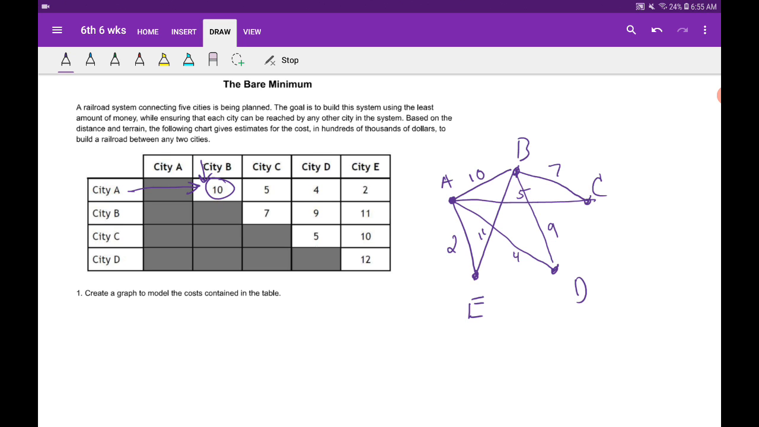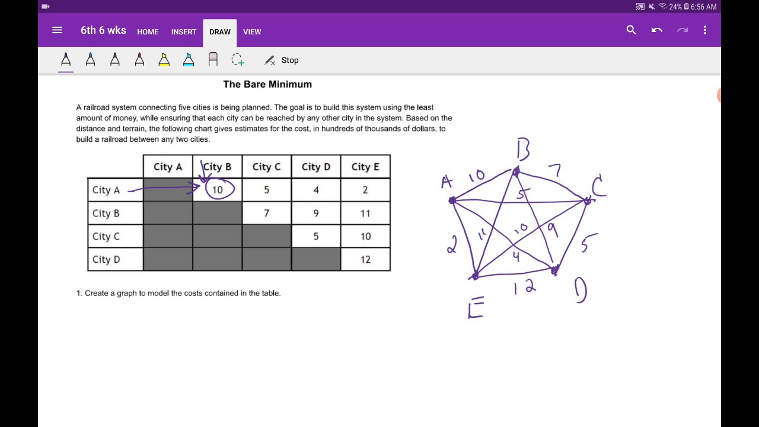Then C to D would be 5, and then C to E would be 10. And then the last one, D to E, would be 12. So we have all our lines written with our weights here. That's a way to connect them all and make a graph that represents the schedule.